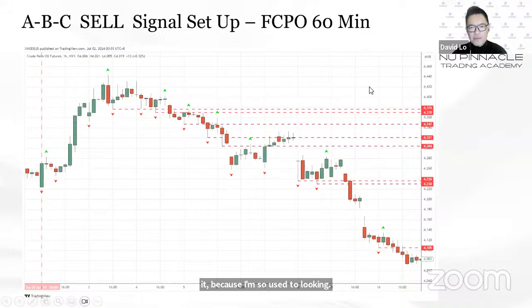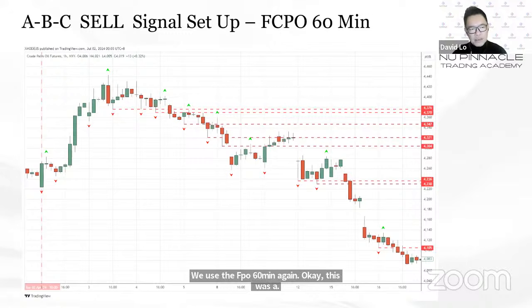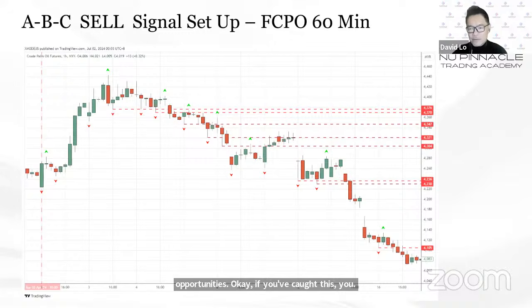We use the FCPO 60-minute again. This was since April of this year, so a lot of selling opportunities. If you have caught this, you will have made quite good profits. You see, it went from 4370 to 4105. That's a good 200-over points in terms of profit.